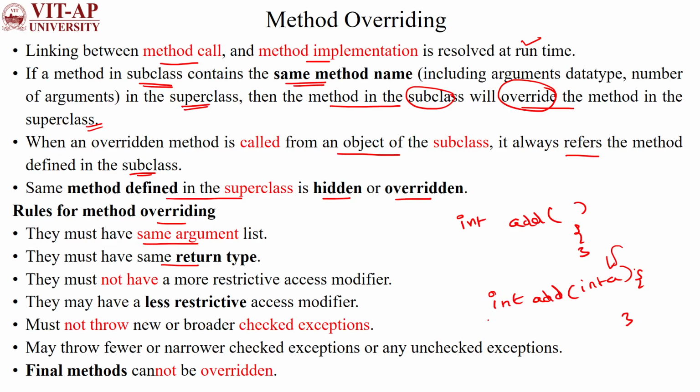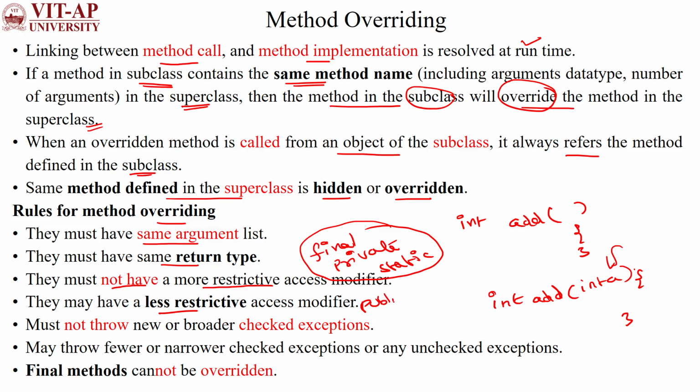Okay, and also the methods must not have a more restrictive access specifier. That means restrictive access specifiers are final, private, and static. So these are all restrictive access specifiers, so these methods cannot be overridden. They must have a less restrictive access specifier like public, protected, right? So it should be a less restrictive access specifier.